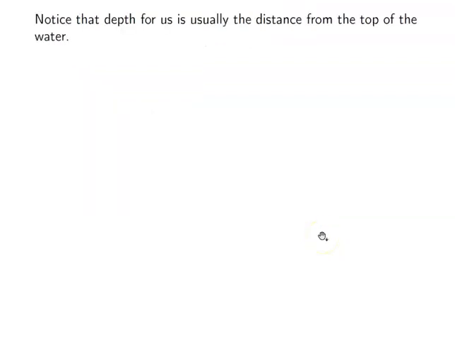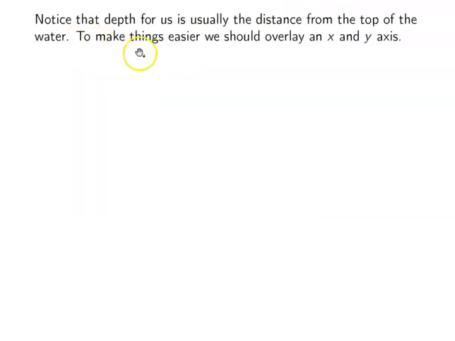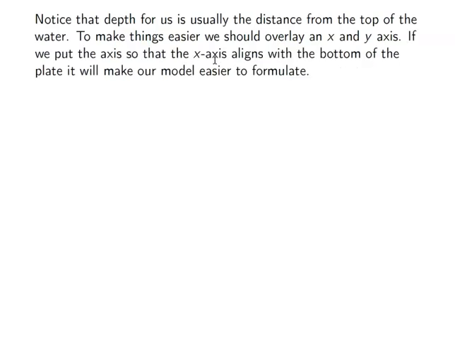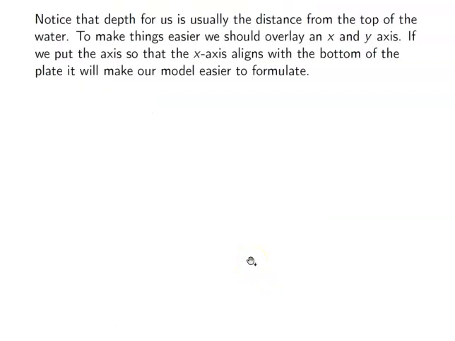Note that for us, the depth is usually the distance from the top of the water. So from 0 to 4. To make things easier, let's overlay an X and Y axis. That way we can start to mark things off, and then we can use the axis to help us find some values that we need. If we put the axis so that the x-axis aligns with the bottom of the plate rather than the bottom of my pool or tank, it'll be more useful for me.